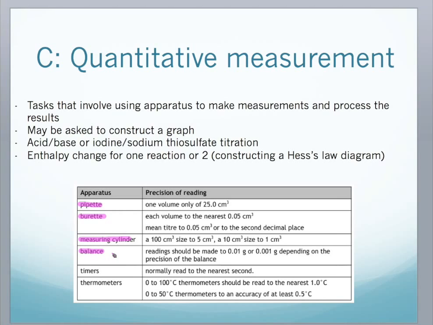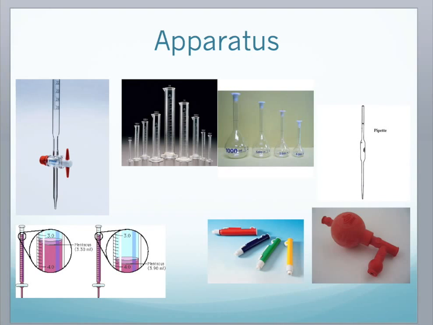You'll also be using a balance to weigh a solid, and usually the readings are done to 0.01 grams. You can be asked to use timers. Again, they usually read to the nearest second, and thermometers for the enthalpy changes. They go from 0 to 100, and you can read the temperature to the nearest 1 degree. Here I found a couple of pictures of the different pieces of equipment that you'll be using.